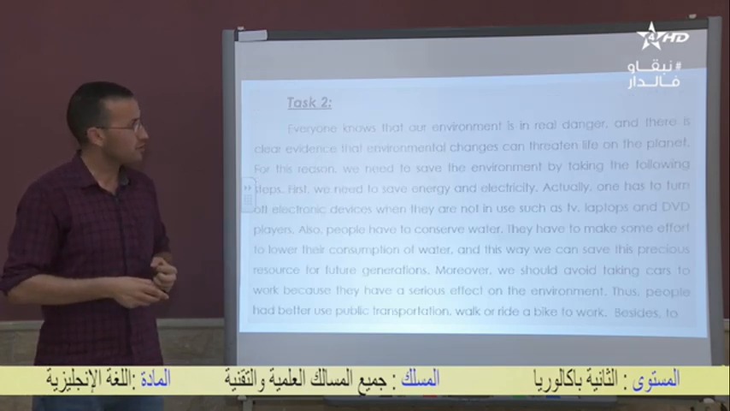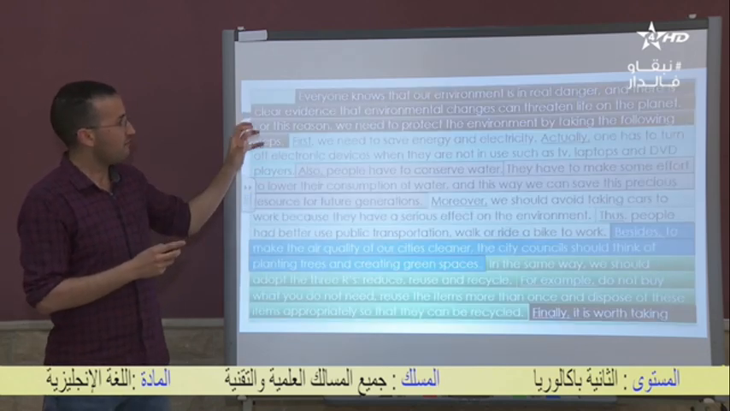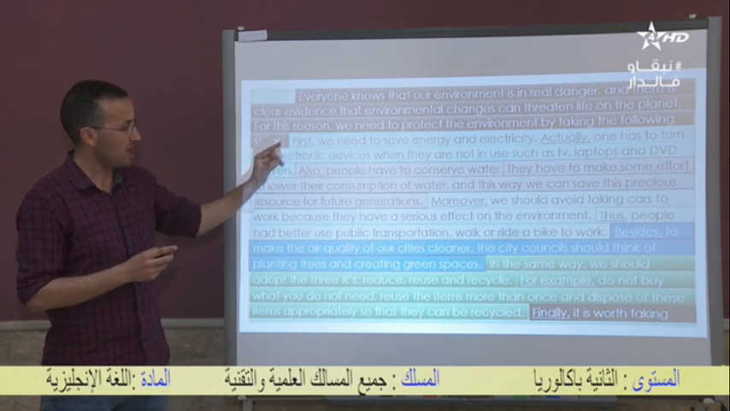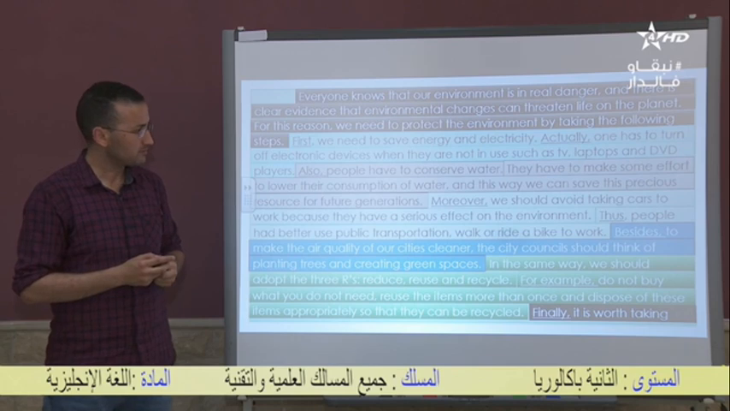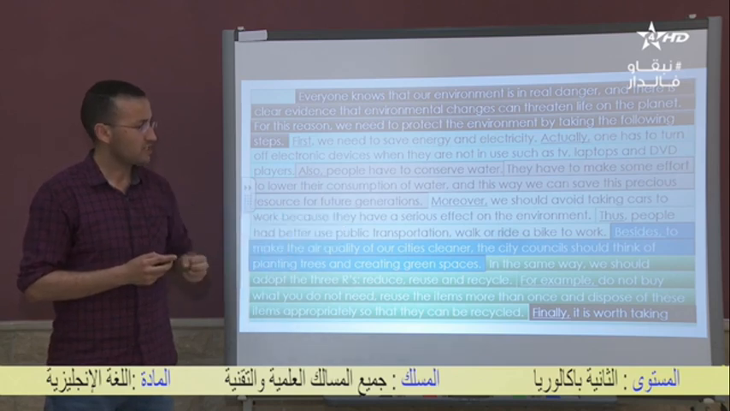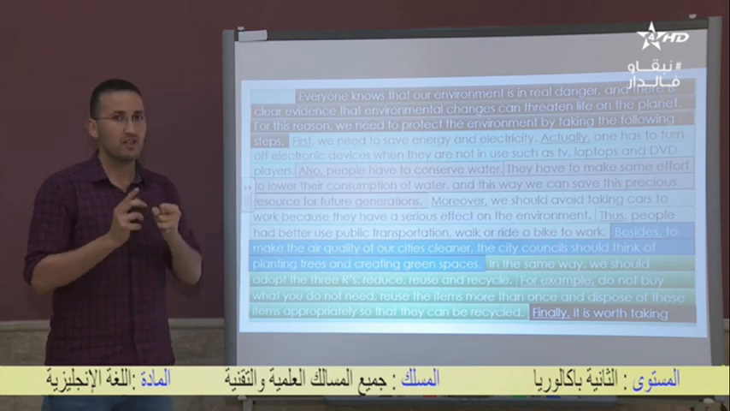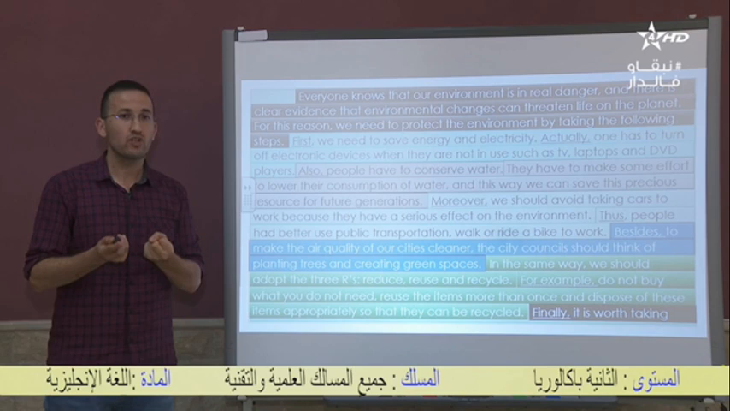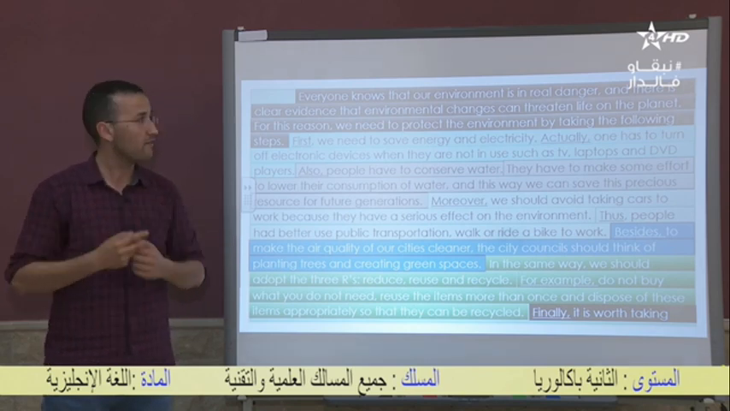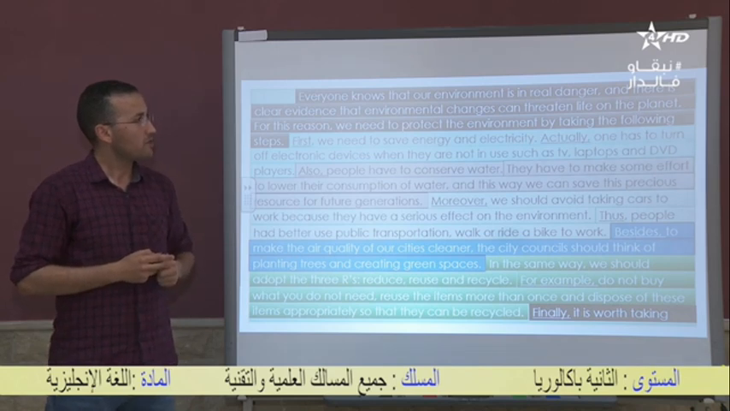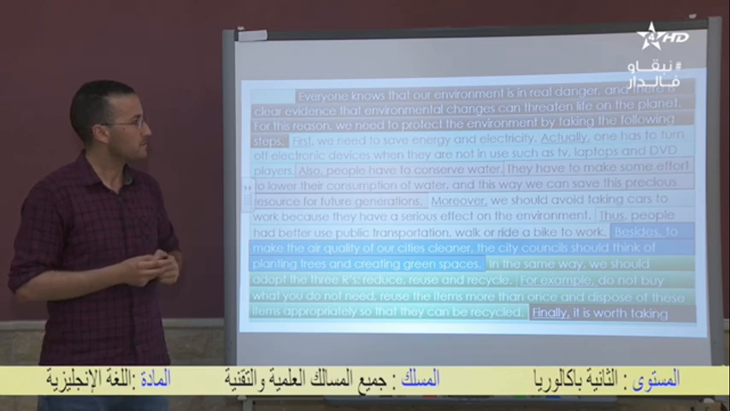So let me go back to our paragraph. Okay, so here, as you can see, we have our topic sentence. These are our supporting sentences, and then we have our concluding sentence. So something else I said you need to pay attention to is that you make sure the sentences convey the purpose of your writing. Something else, make sure that the sentences are clear. Okay.